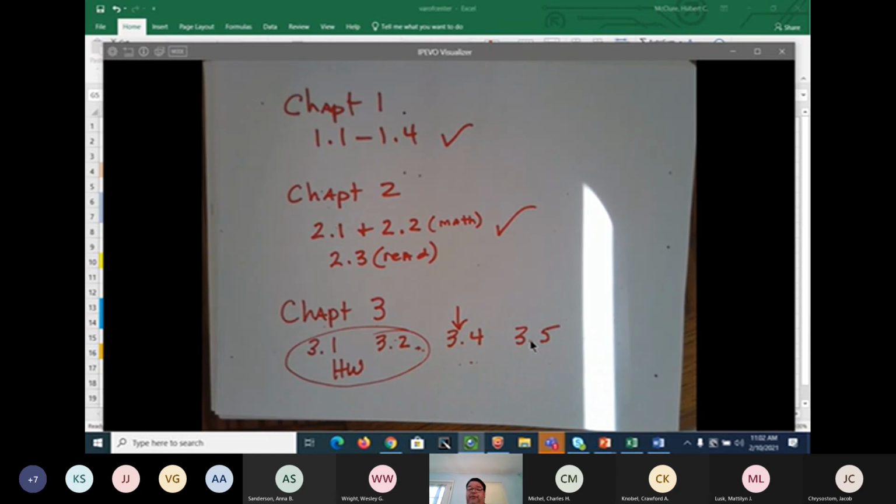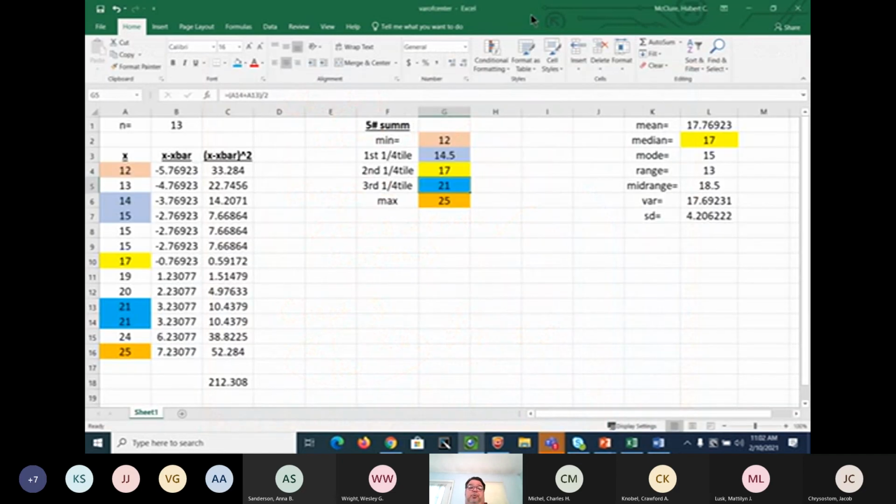But the only thing left is z-scores. But I'm not going to cover z-scores until we work this problem right here. We're going to do a couple more of these problems with everything: mean, median, mode, range, mid-range, variance, standard deviation, and the 5-number summary. So we still got a couple more of these problems to do before we move to z-scores. But what's after z-scores, people? Test.